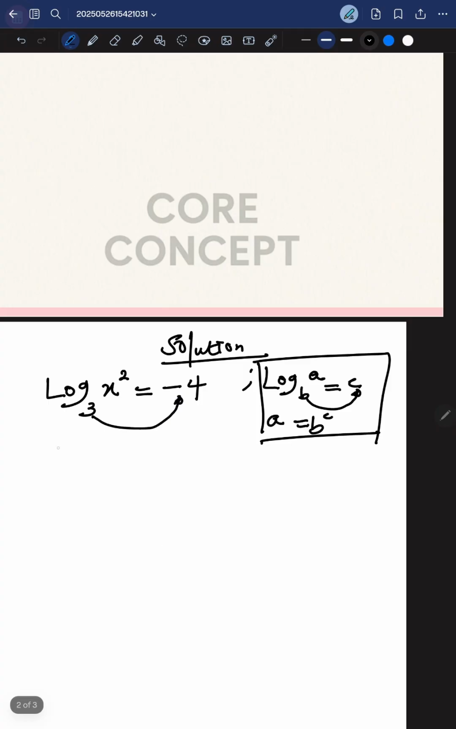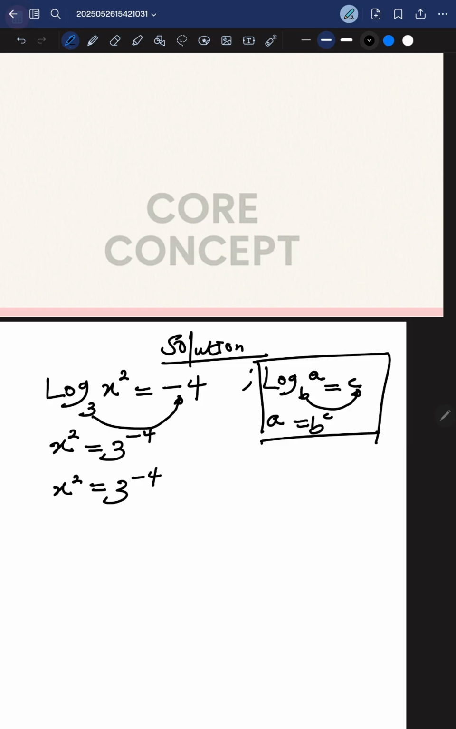So that means I'm having x squared on the one side, and that will be equal to 3 raised to the power of -4. So now I'll be left with x squared is equal to 3 raised to the power of -4.